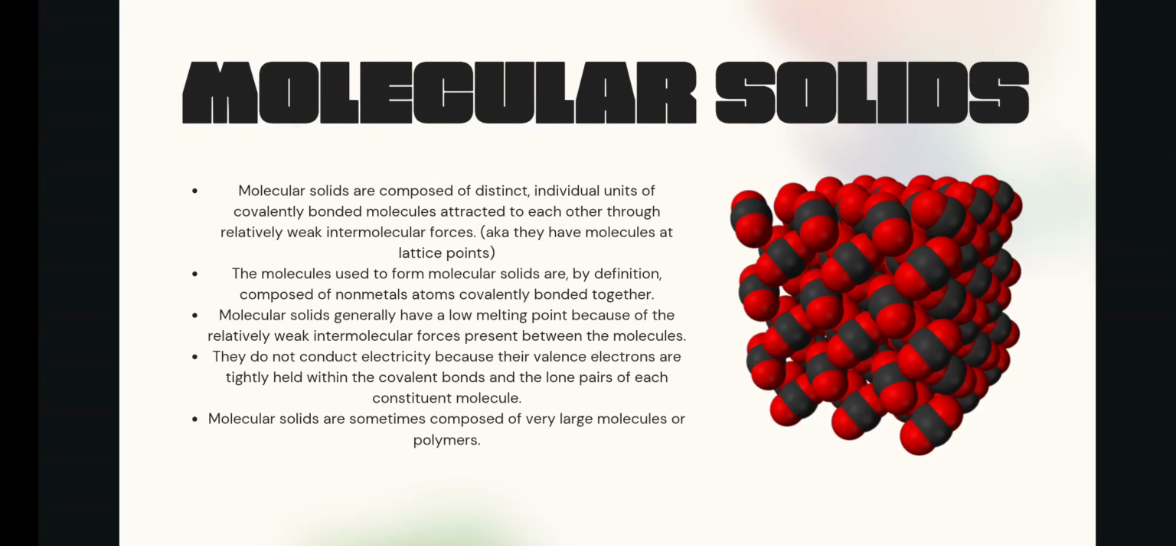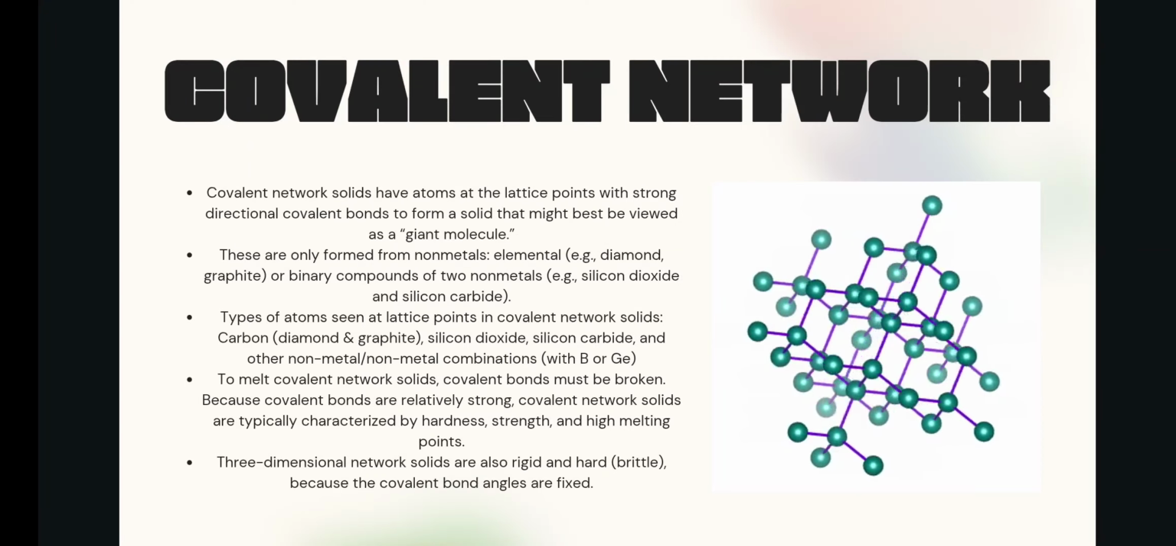Molecular solids. Molecular solids are composed of distinct individual units of covalently bonded molecules attracted to each other through relatively weak IMFs. The molecules used to form molecular solids are, by definition, composed of nonmetal atoms covalently bonded together. Molecular solids generally have a low melting point because of the relatively weak IMFs present between the molecules. They do not conduct electricity because their valence electrons are tightly held within the covalent bonds and lone pairs of each consecutive molecule. Molecular solids are sometimes composed of very large molecules or polymers.